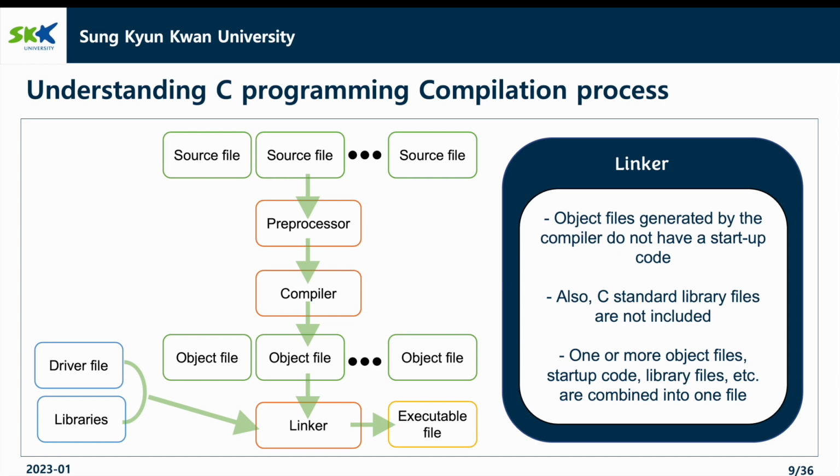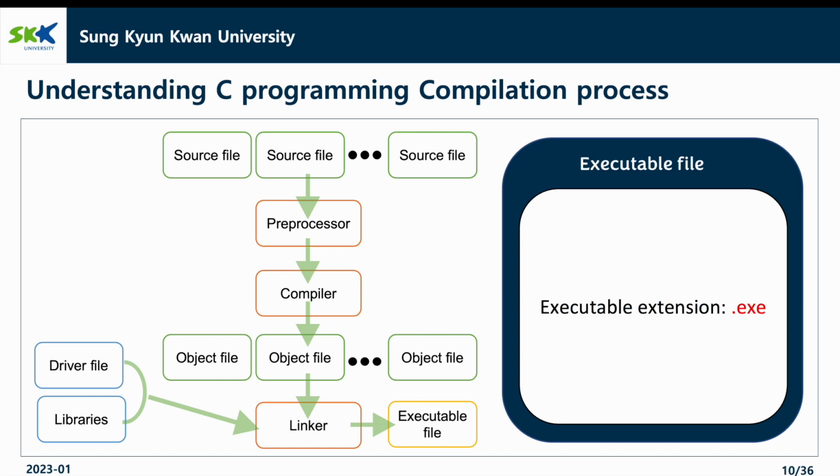But object files generated by the compiler do not have a startup code. Also, C standard library files are not included. So, the linker combines one or more object files, startup code, and library files into one file. This step is called link. At the end of the link, a new executable or library file is created.